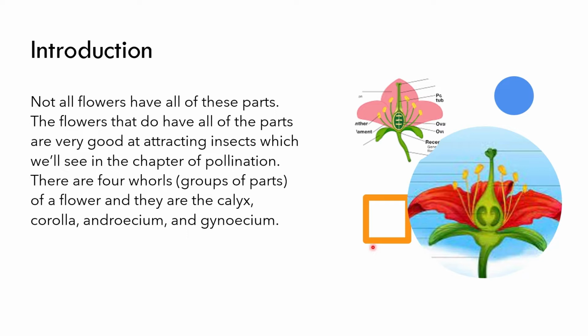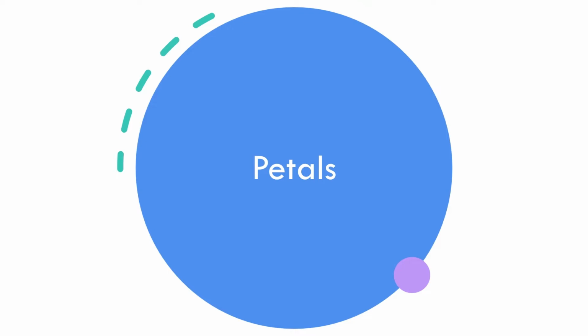Okay, so we start with the introduction. Not all flowers have all of these parts. The flowers that do have all of these parts are very good at attracting insects, which we'll see in the chapter on pollination. Do stay tuned for that. There are 4 whorls, groups of parts of a flower, and they are the calyx, corolla, androecium, and gynoecium. We are going to study all of these in detail.